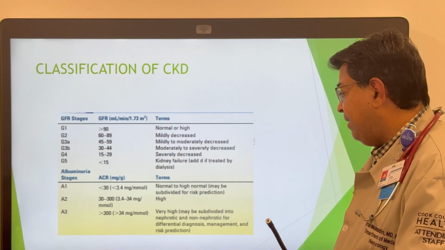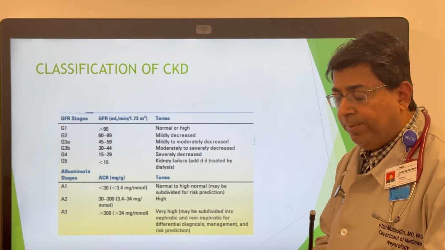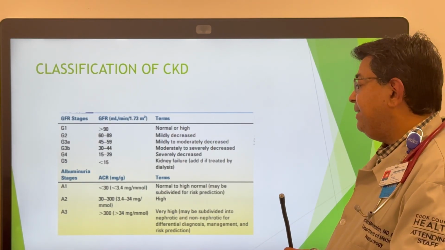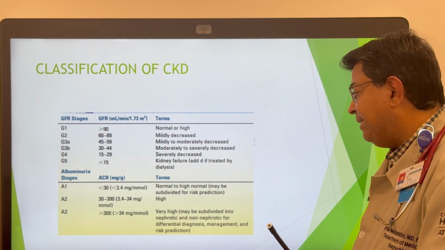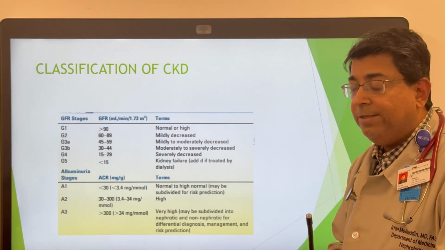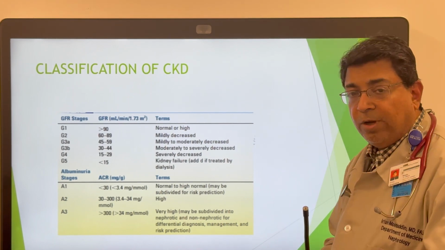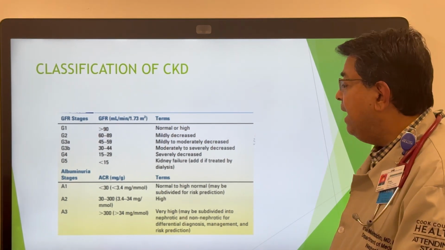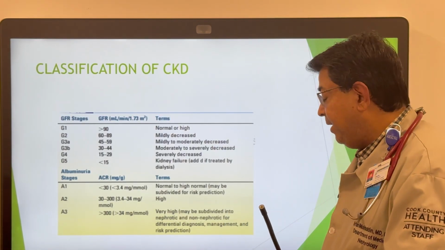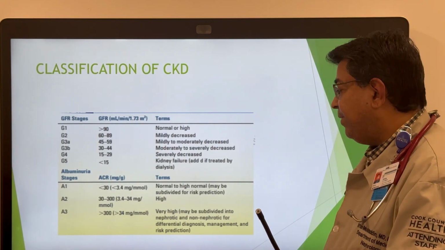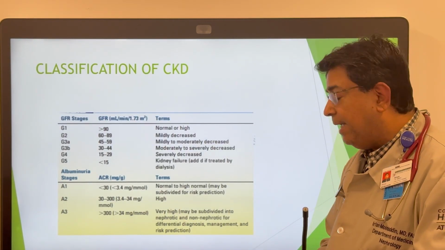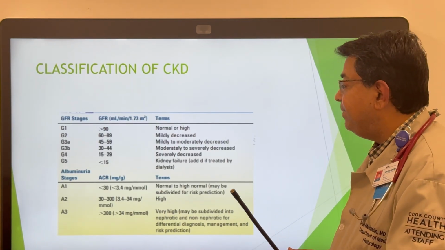A1 implies that there is minimal albuminuria, that's less than 30 milligrams. A2 implies that the albuminuria is between 30 to 300 milligrams, previously known as microalbuminuria, but the term microalbuminuria is no longer being used. And A3 implies greater than 300 milligrams of albumin in the urine per 24 hours, or as a ratio of albumin to creatinine in the urine. Next slide.